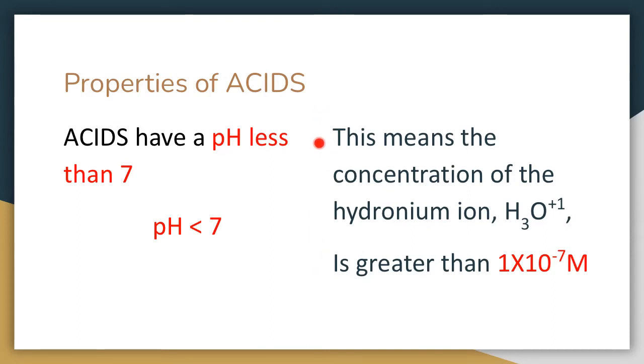What that actually means is that the concentration of hydronium ion, that H3O plus or H plus, is greater than 1 times 10 to the negative 7th M. And remember that M means molar, which stands for molarity, or moles per liter.